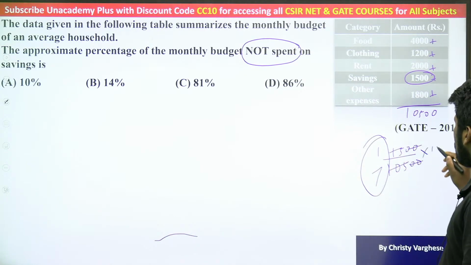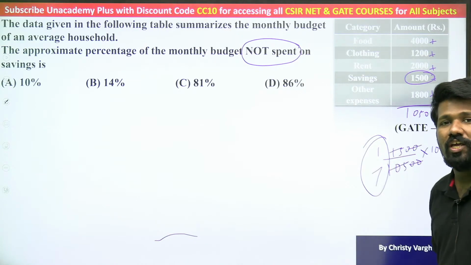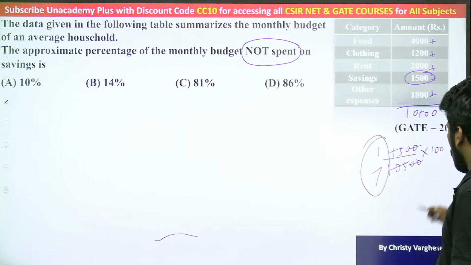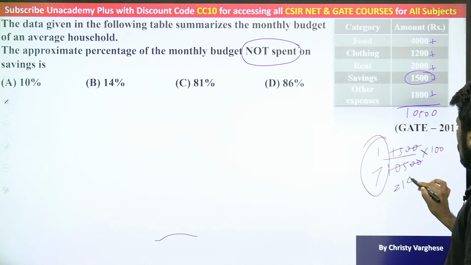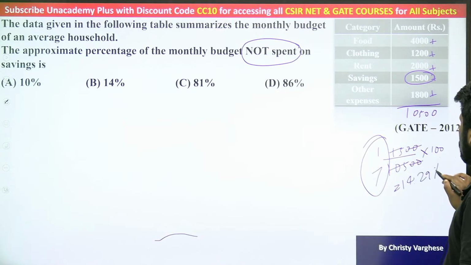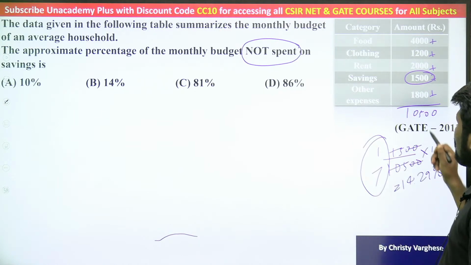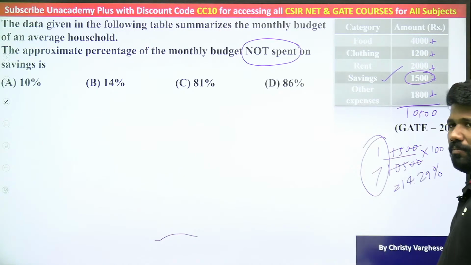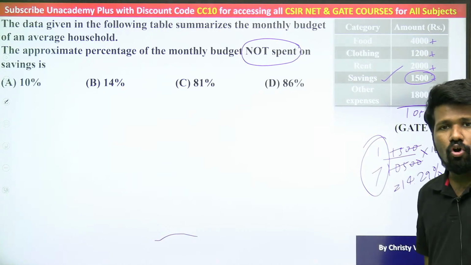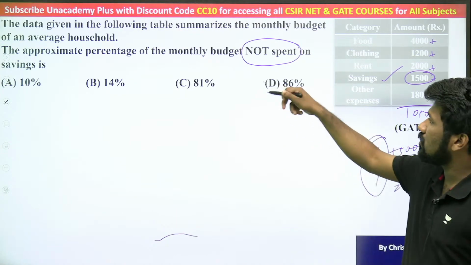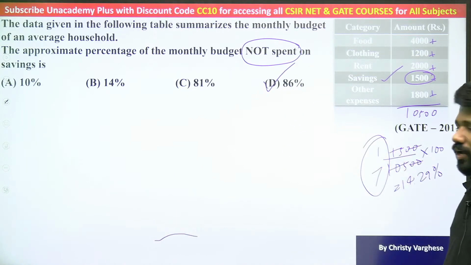1/7 percentage-wise is 14.29 percent. Or 1/7 into 100, you will get 14.29 percent, or approximately 14 percent. 14 percent is spent on savings, which means the remaining is not spent on savings. Almost 86 percent is not spent on savings. That way you can find it.